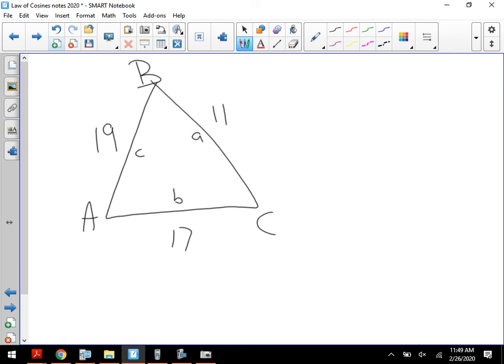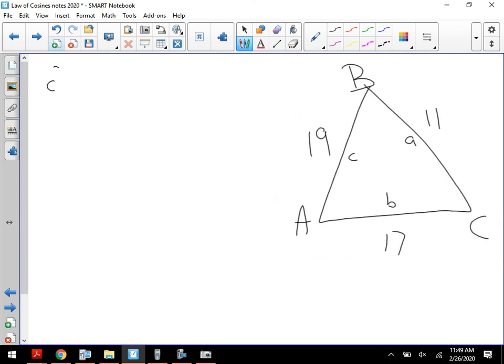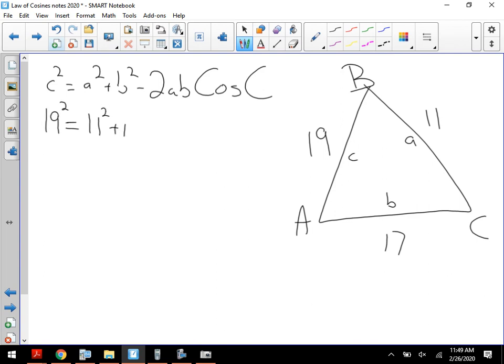Which one is this making us find first? Good. It's making us find the c value first. So write it out. Write out the formula in terms of c. So our little c squared is a squared plus b squared minus 2ab cosine C. Fill in the blanks. Guys, you're going to want to write this down. 11 squared, 17 squared.